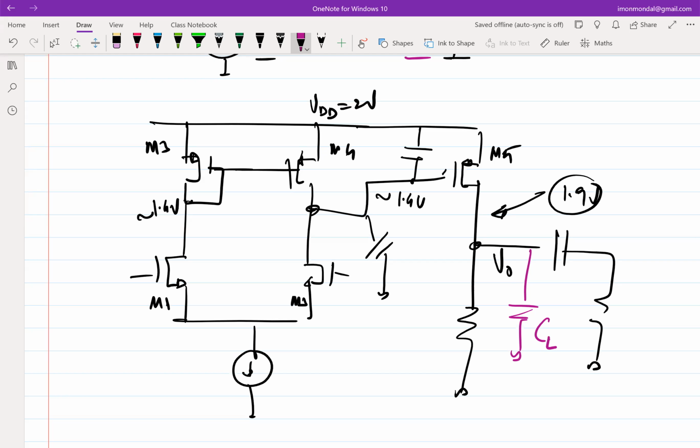First, you have to split the poles, right? Because if the output pole and the input pole are of a similar order, you are going to have very poor phase margin, right? So you have to split poles. So how do you split poles?